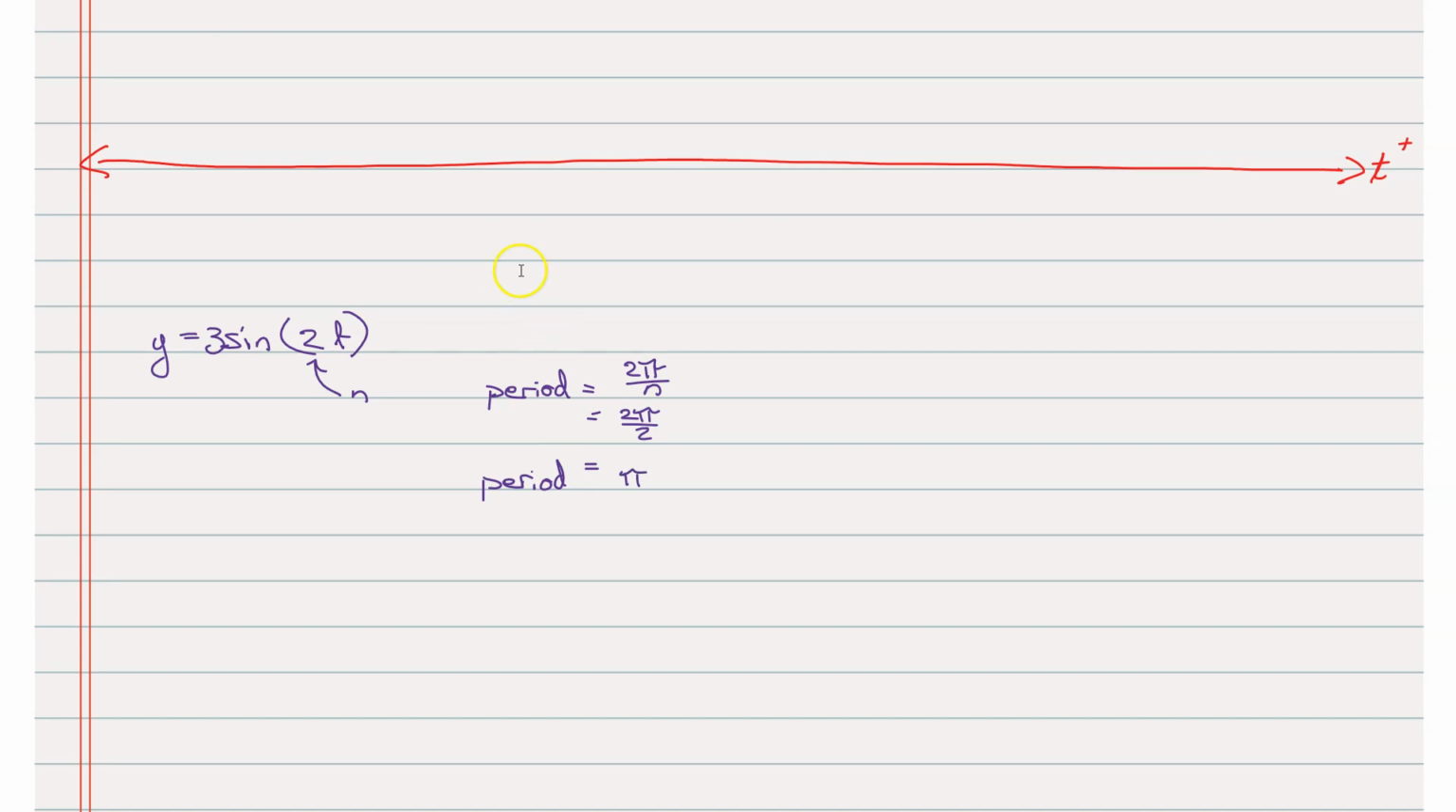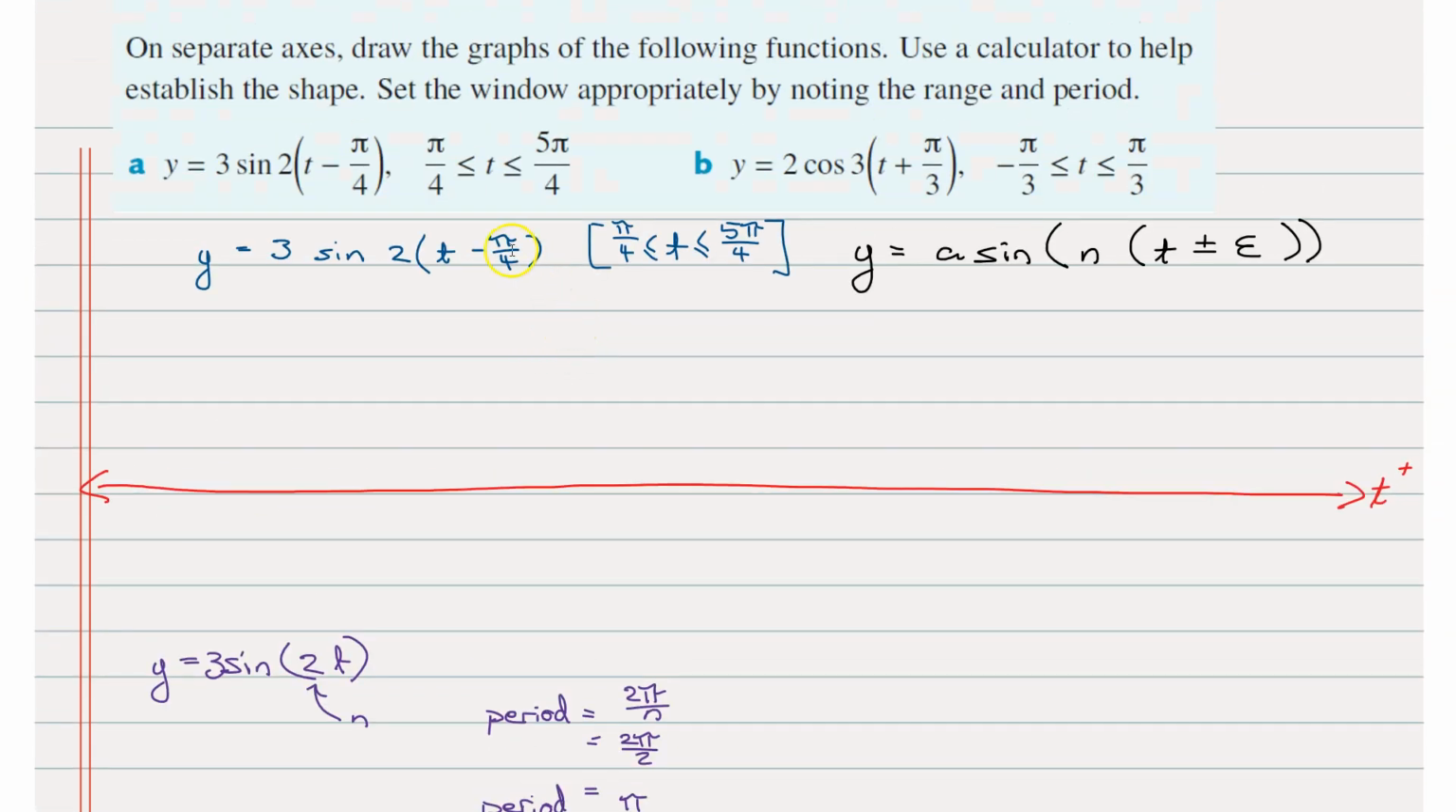Perfect. Now the second part is we have to identify the shift. In this case, our shift, or our translation, is epsilon, where epsilon equals negative pi over 4. So what we're going to expect is a shift to the right by pi on 4. If I grab my pen, I'm going to mark here pi over 4. This point here is where we should expect our sine wave to begin.